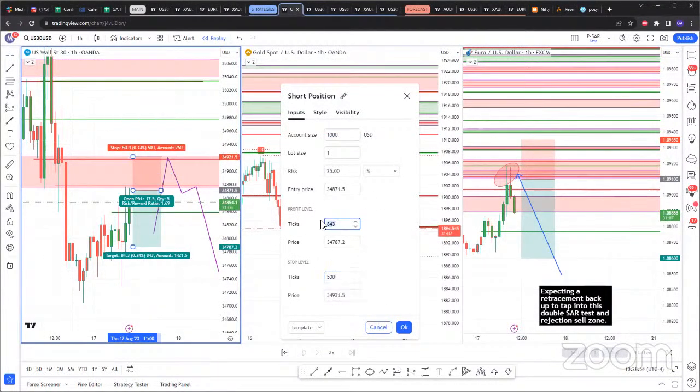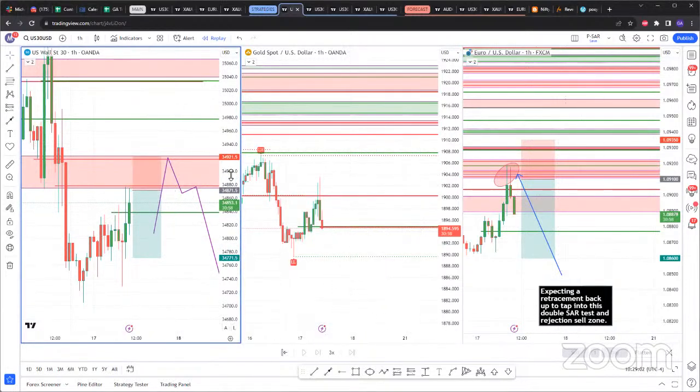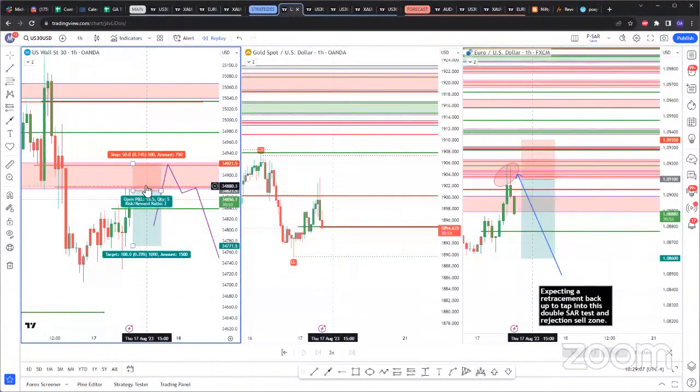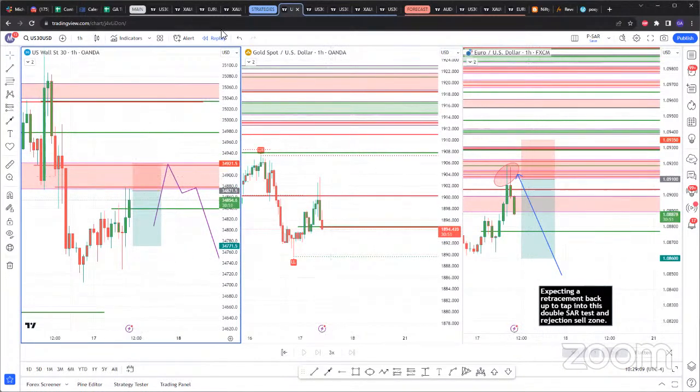So for example, US 30, this one I would be doing 50 pips, and then 100 pips TP. So that gives me a nice 1:2 risk to reward. But anyway, we'll see how that goes.